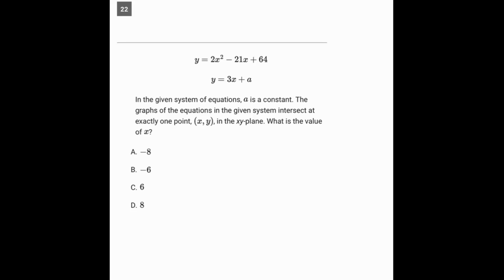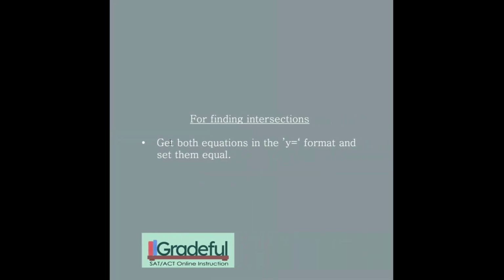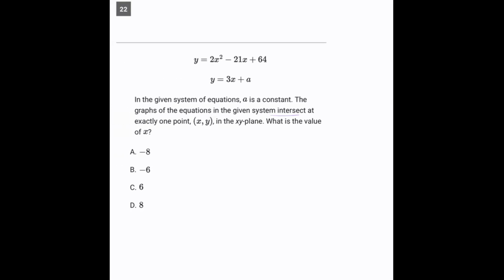Now let's go to question 22. This one is asking us for an intersection. And even if it didn't specifically say intersection, we know we have two functions and we have a discussion of the answers. So that's an intersection. And for intersections, you want to get both of your equations in the y equals format and set them equal. So let's start by doing that.